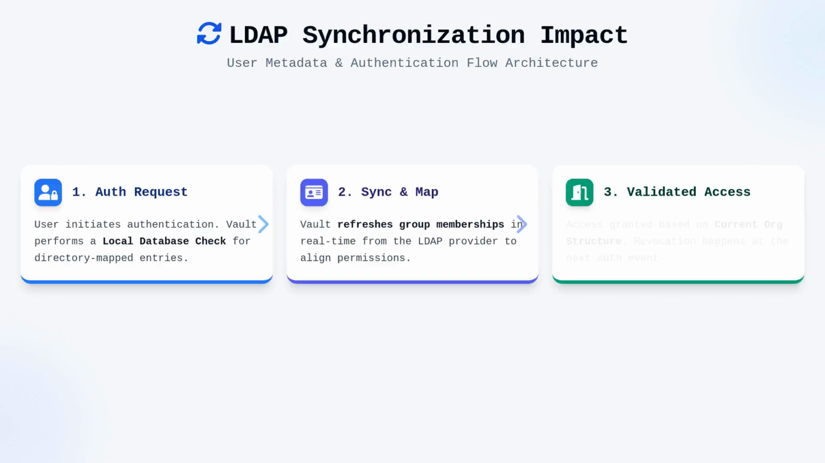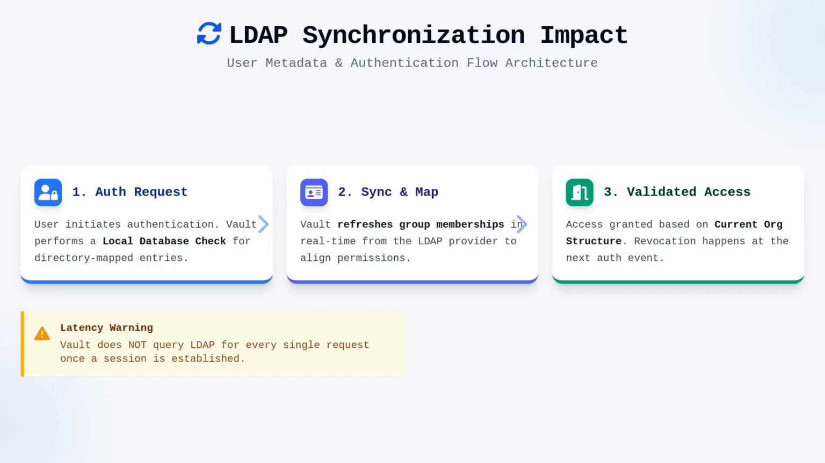This behavior means that if a user is moved to a different department or removed from a privileged group in Active Directory, the vault will effectively revoke their access or adjust their permissions during the next authentication event. However, you must be aware of synchronization intervals and potential latency, as the vault does not query the directory for every single request once a session is established. Understanding this flow is vital for troubleshooting login issues, as authentication failures often stem from misaligned attributes or connectivity disruptions between the vault and the LDAP provider.